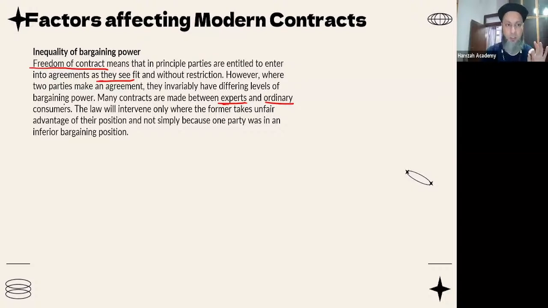So the law will, this is very important. As long as this is happening, freedom of contract, the law does not intervene. Whatever legal contract you want to make, you make it, no problem. But the law will intervene only where the former, former meaning experts or the person with a higher bargaining power, takes unfair advantage of their position, and not simply because one party was in an inferior bargaining position.